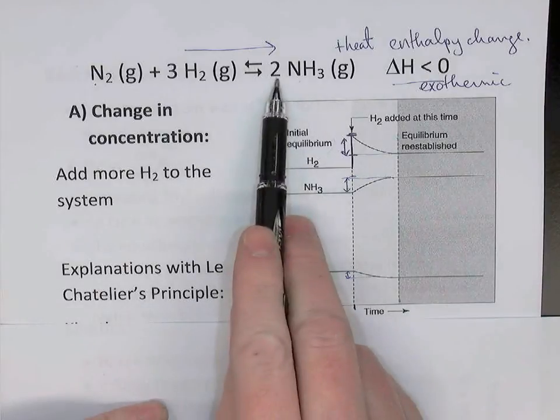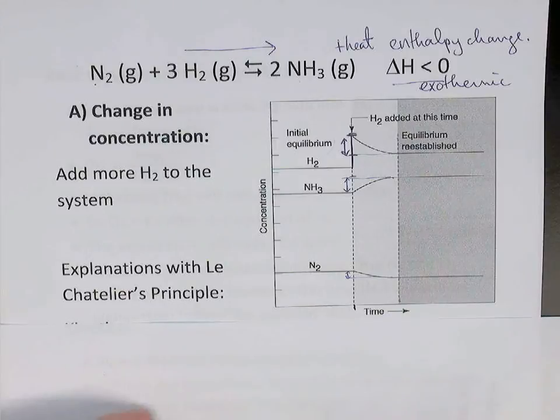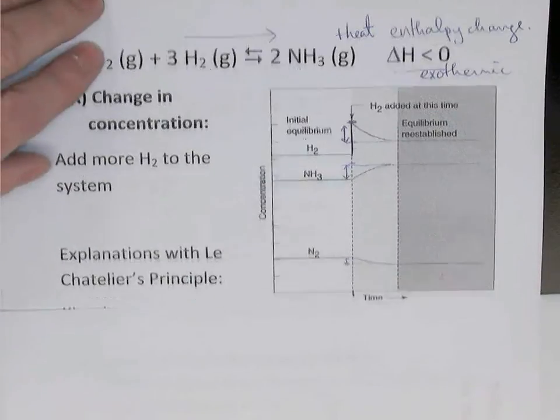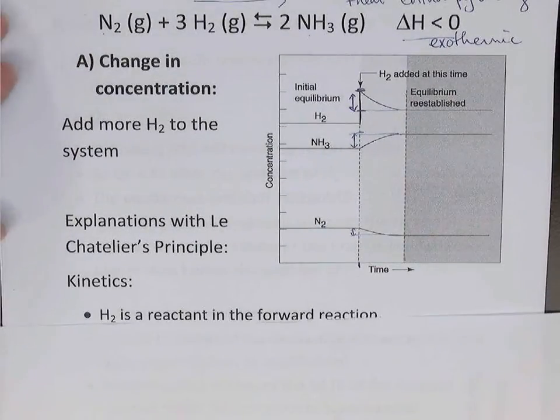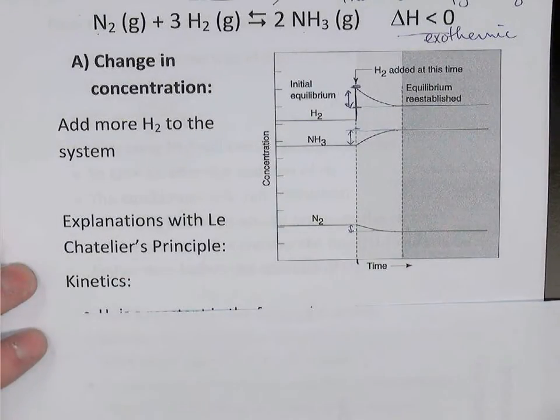The ammonia's change should also be twice the nitrogen's change. Think of an ICE table and the change line of the ICE table, and that should make sense. Now let's explain what happened here with kinetics first and then equilibrium, the reaction quotient.